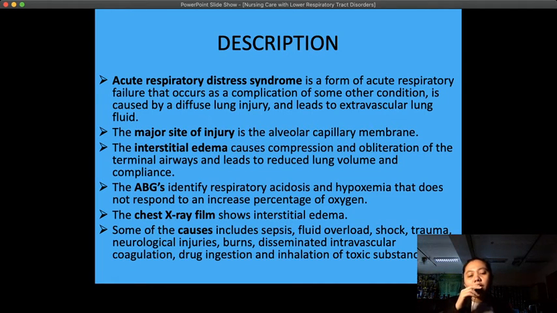Okay, the ABGs identify respiratory acidosis and hypoxemia that does not respond to an increased percentage of oxygen. And the chest x-ray film shows interstitial edema. Some of the causes include sepsis. Okay. Sepsis, systemic infection. So when your patient develops sepsis, okay, it is toxic. Fluid overload, shock, trauma, neurological injuries, burns, disseminated intravascular coagulation, drug ingestion and inhalation of toxic substances.